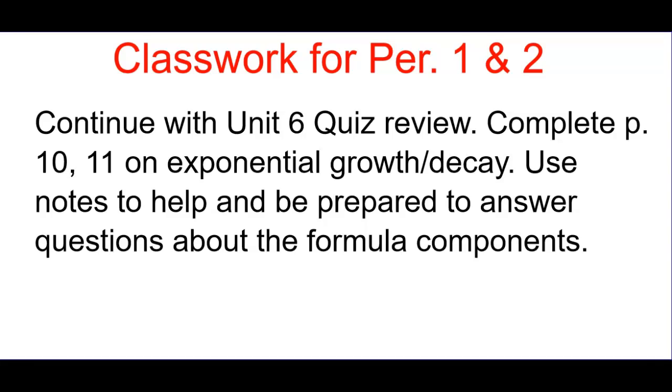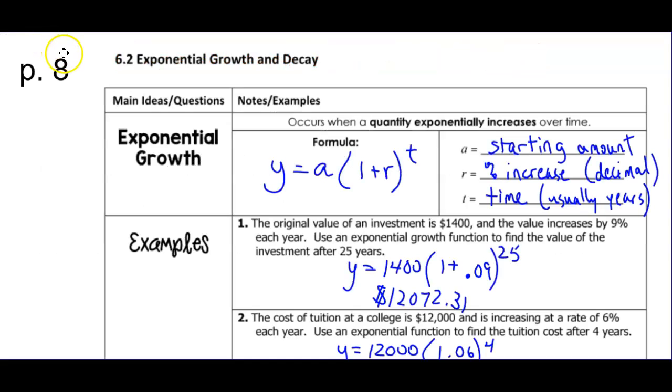First off, if you would take a look back at page 8, these are the notes on exponential growth first, and then we'll look at decay in a second. One of the things I'm going to ask you to do on your test is to write down what the components of the equation mean. There are three parameters: the A, the R, and the T. Those are the starting amount, the percent increase written as a decimal, and the time, usually written as years. It depends on the problem, but it's usually years. So you'll need to write down what A, R, and T stand for. I will provide you with the formula. You just need to be able to use it.